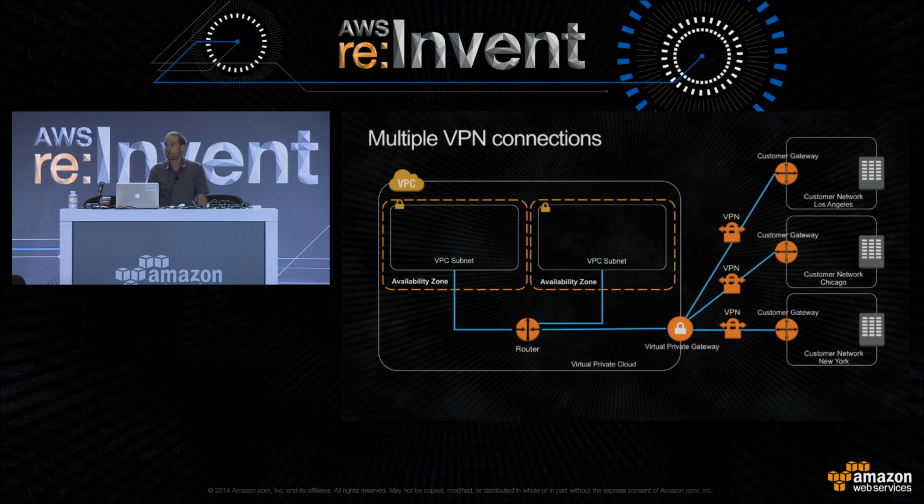And you can also have multiple VPN connections. So this is a great pattern as well. Each of your data centers has access to the VPC, and now you're not bringing everything across your own private network and through a single VPN connection. No bottlenecks, fewer choke points, single point of failure issues, and all that. So this would be another use case.